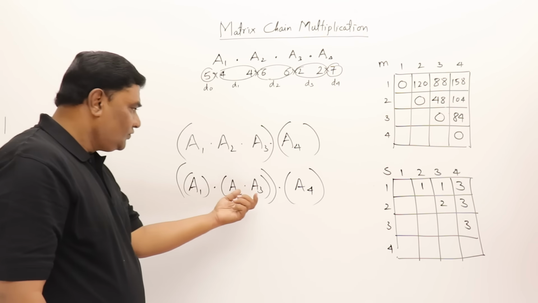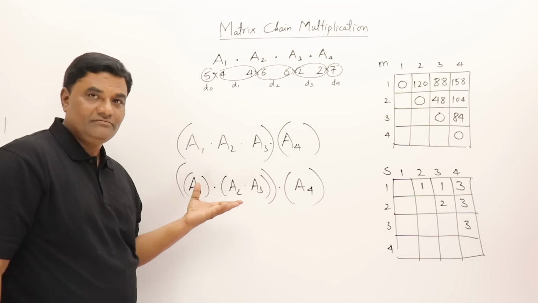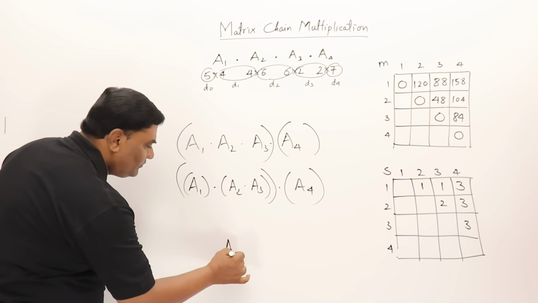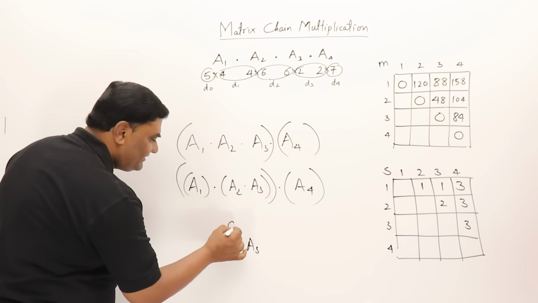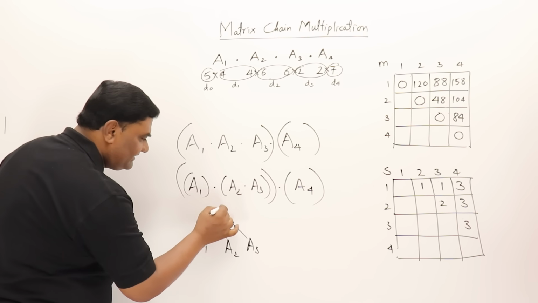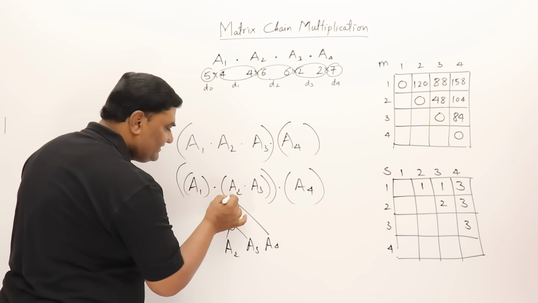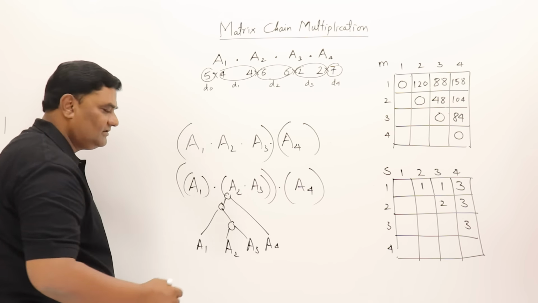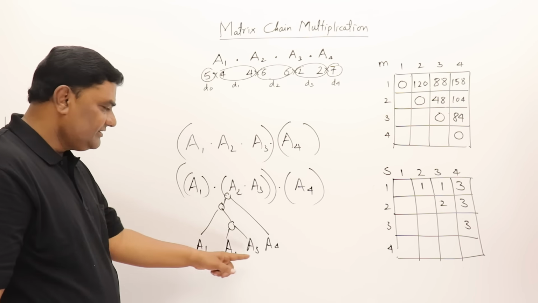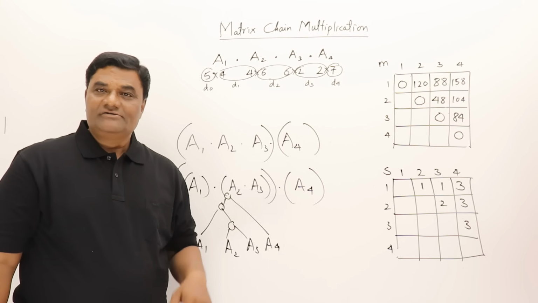That's it. 2 to 3. So 2 to 3 gives us what? 2 only. So let them be as it is. So how does it look? See, A2 and A3 are multiplied first and we get this result. Then A1 is multiplied with that result, right? Then A4 is multiplied with that result. This is how the multiplication will be done. This is the shape we got, right? So this is the solution.